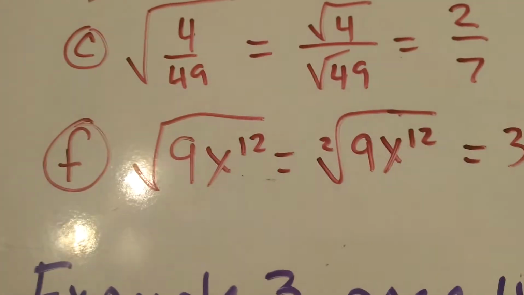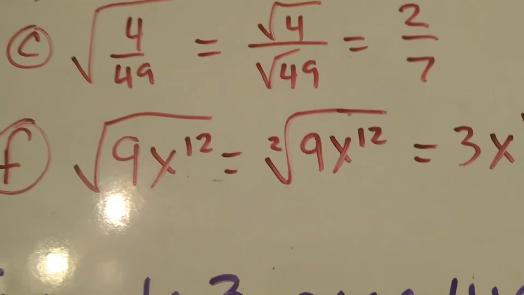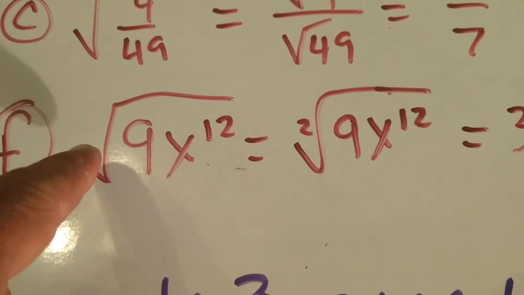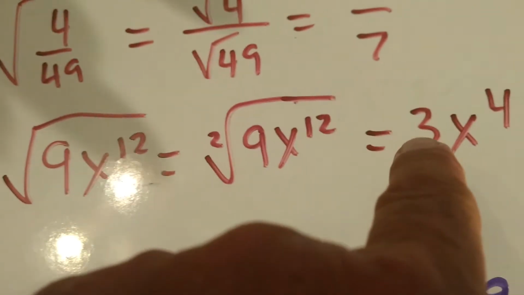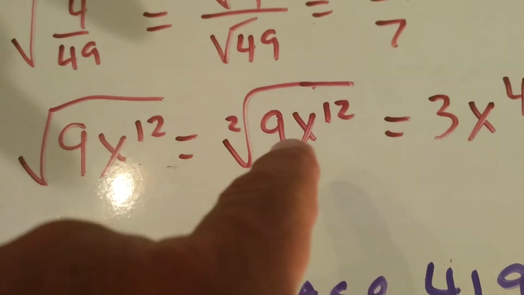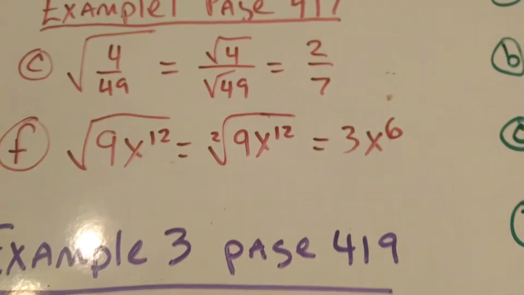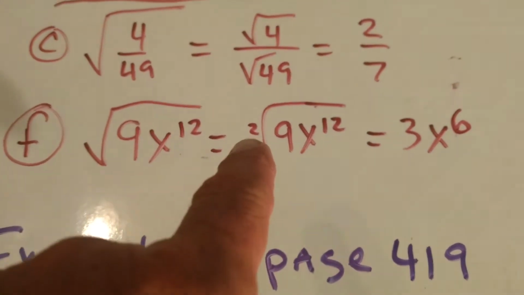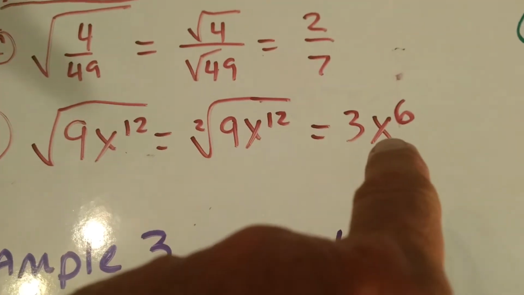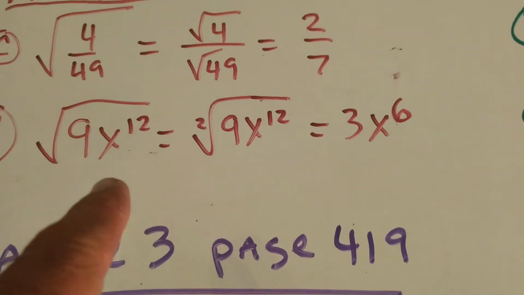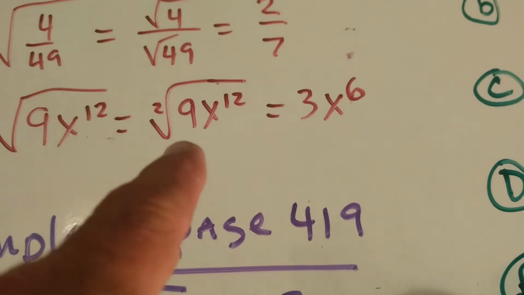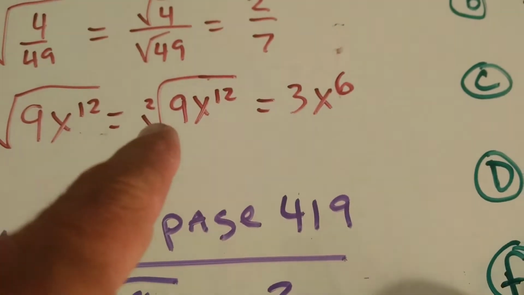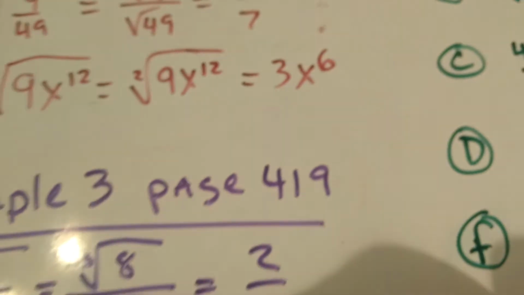Going to letter F. There's letter F here. I'm going to go through the same process. You can see that I don't have the 2 here, but I put the little imaginary 2 here. I know the square root of 9 is 3. And I know the outside 2 here divides into 12, gives me 6. So the square root of 9x to the 12th is 3x to the 6th. Again, square root of 9 is 3. Little 2 divides into 12, gives me 6, so it's x to the 6th.